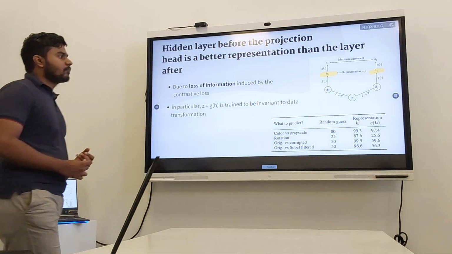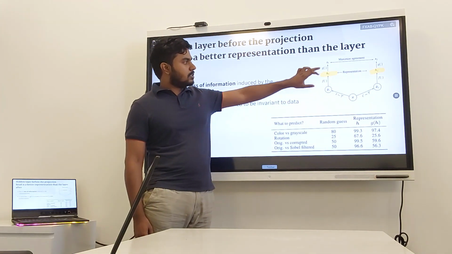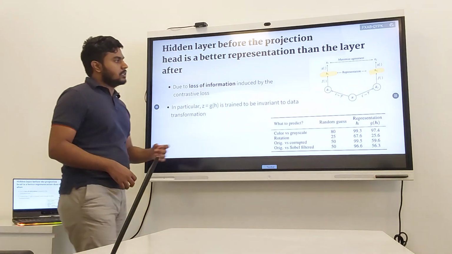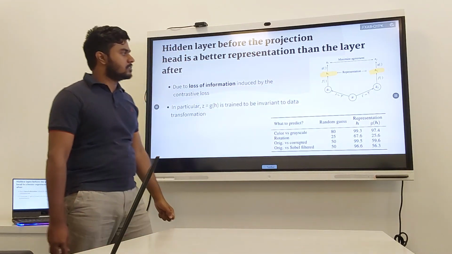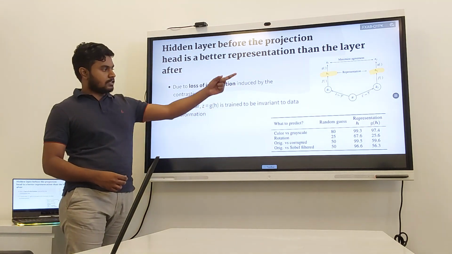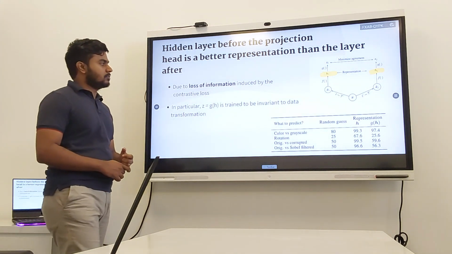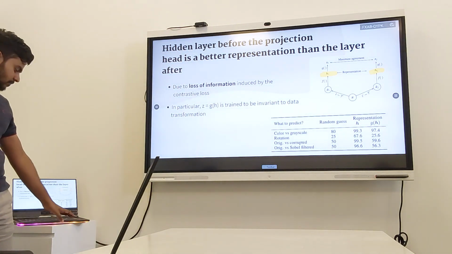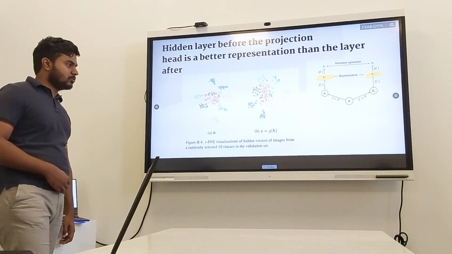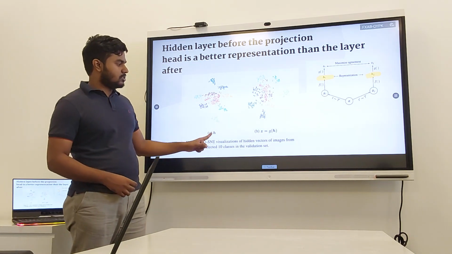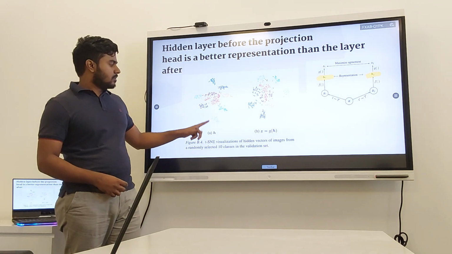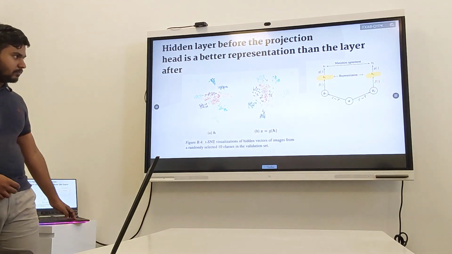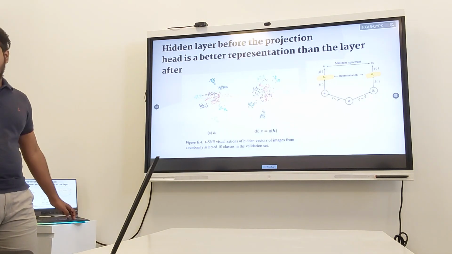The other thing is, for any downstream task, they are basically removing this part and only taking this one. The reason for that is that in this layer there's a great deal of loss of information, because z equals g(h), and that layer is trained to be invariant to data transformation. So there's some loss of information there, and only h is taken for downstream tasks. It is represented here using this t-SNE map, using h and also g(h). By using h, the clusters are much more visible and separated than using z. That's for downstream tasks.